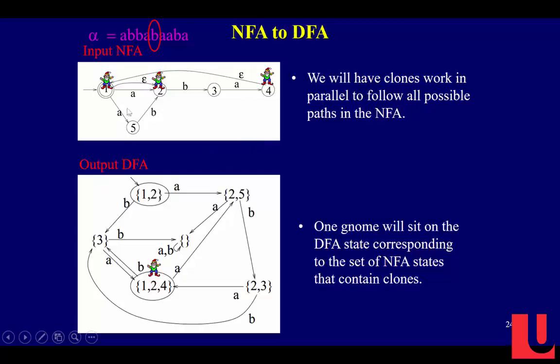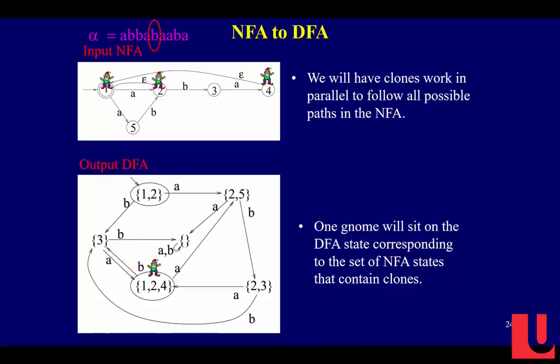What you do is, if you have an NFA and you want to convert it into a DFA, for every subset of the states you're going to have a state down here. So here, 1, 2, 3 is saying there is a gnome on 1, 2, and 3, and on 1, 2, and 4. Now suppose I'm in this state here.